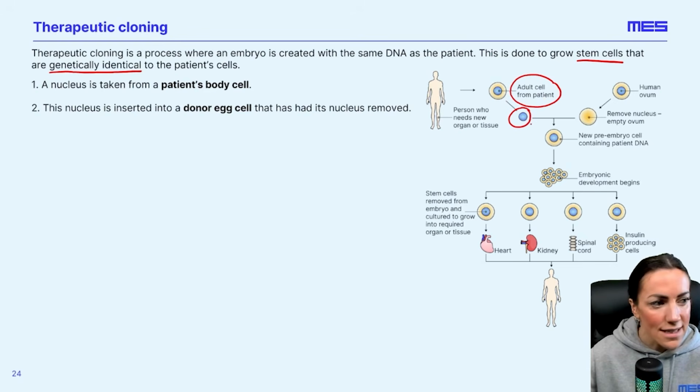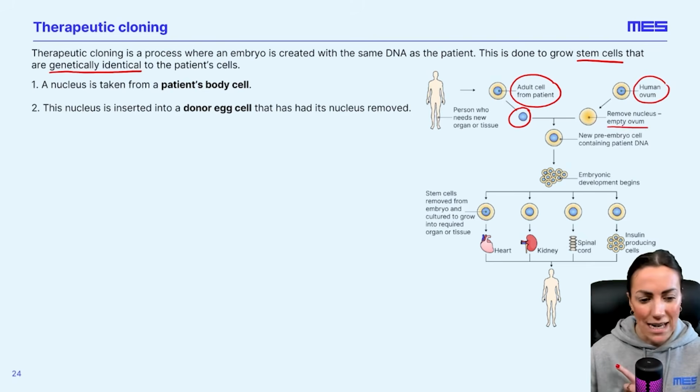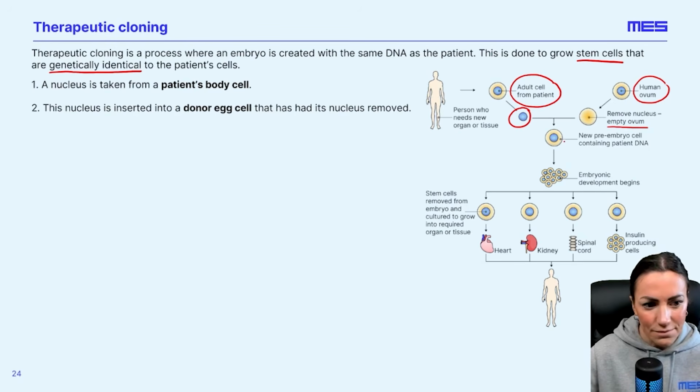That nucleus is inserted into a donor egg cell. So we've taken a human egg cell from a donor. We've removed the nucleus from the egg cell so it does not contain the donor's DNA. And you're going to put the nucleus that you got from your patient that has all of the patient's DNA within it into the empty egg cell.